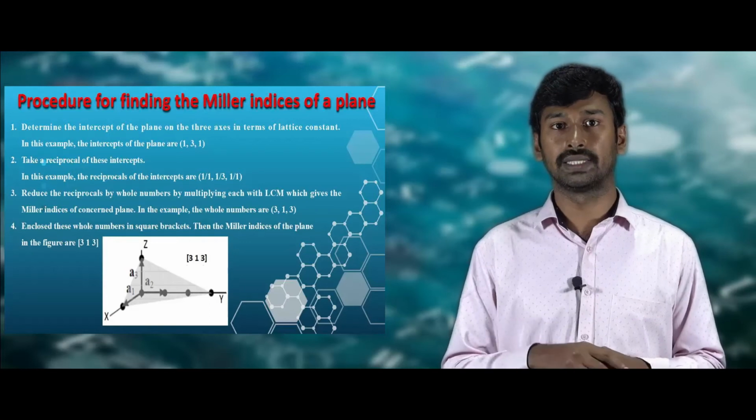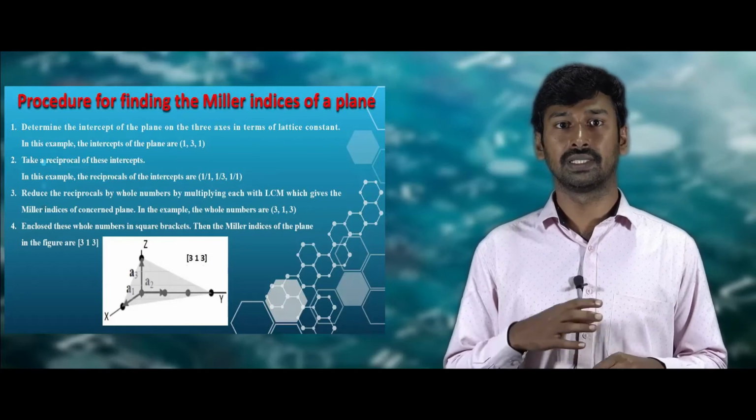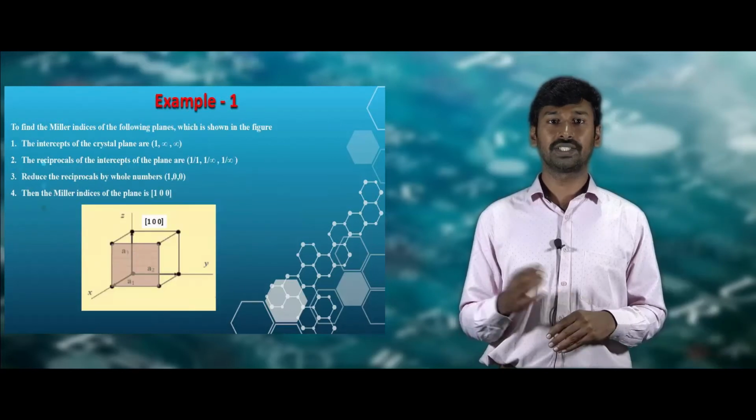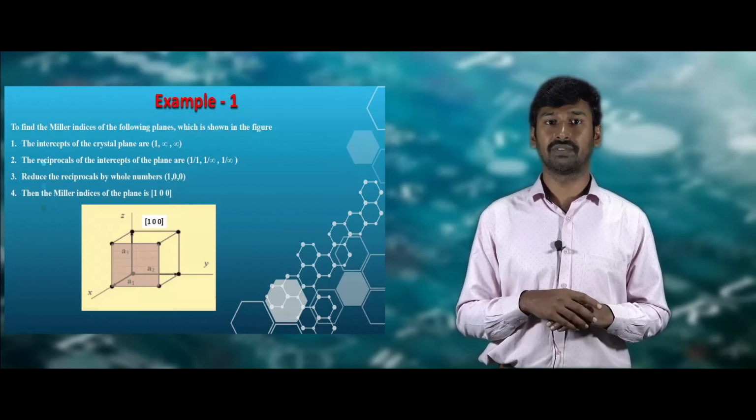The fourth point is to enclose these numbers using the square bracket. For this example, the Miller indices is 3, 1, 3. Next we are going to see some examples to find the Miller indices of the crystal plane.